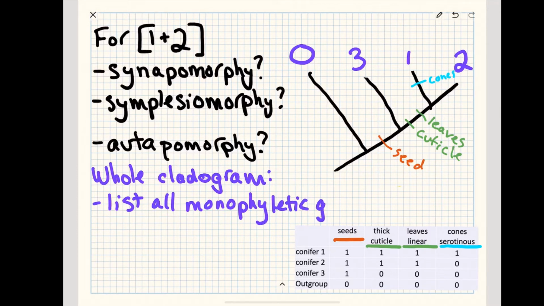The next thing I want you to do on your own, because I want you to have this redrawn in your notes, is list all monophyletic groups possible from this cladogram of all the 4 taxa, including the outgroup. What are all of the monophyletic groups?